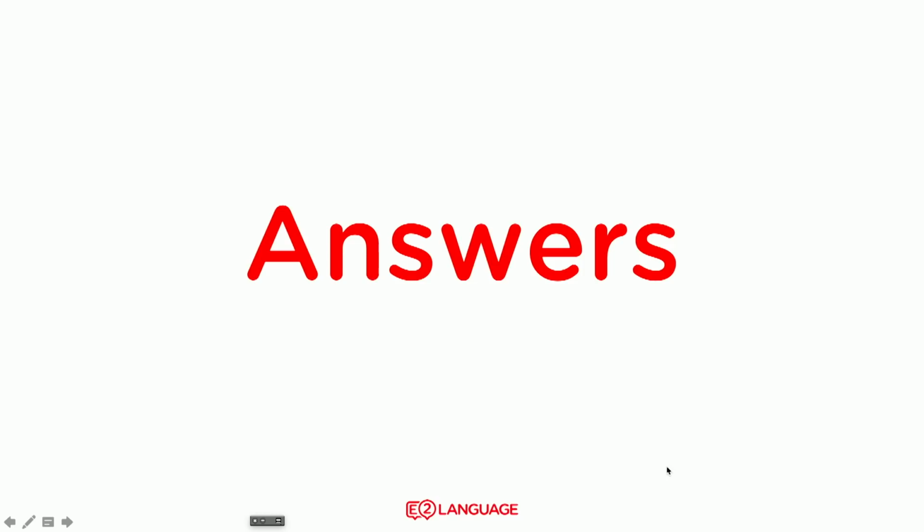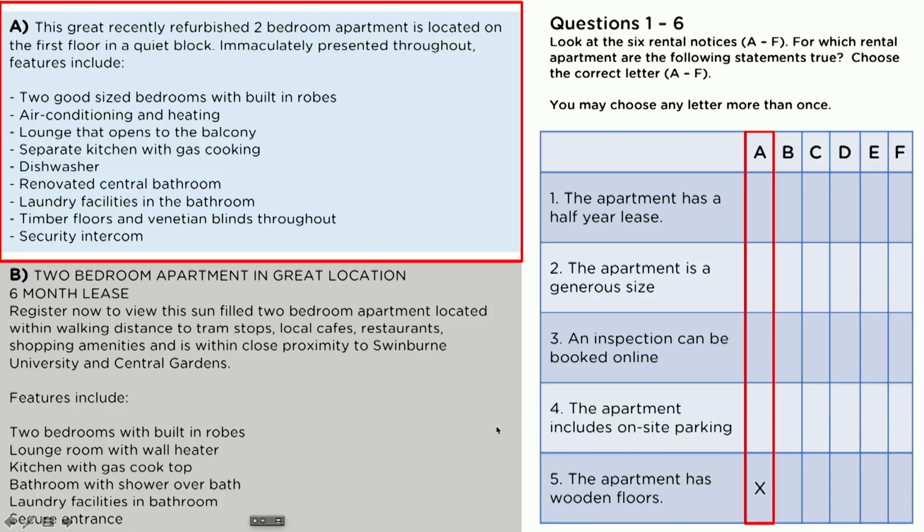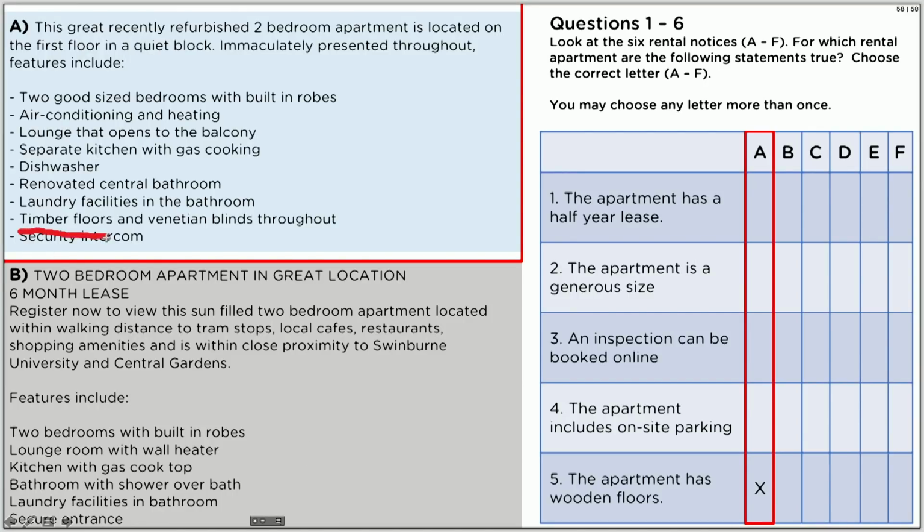Let's have a look at the answers and see if I've actually got that right. Yay, very good. So number 5 should be A. The apartment has wooden floors because in the advertisement it says here, timber floors. This brings us to the first little trick that you need to understand, which is that there's going to be a synonym in the advertisement. They're going to use 2 different types of words that mean the same thing. The statement will say wooden, the advertisement will say timber. They mean the same thing, and that's how this part of the test works.